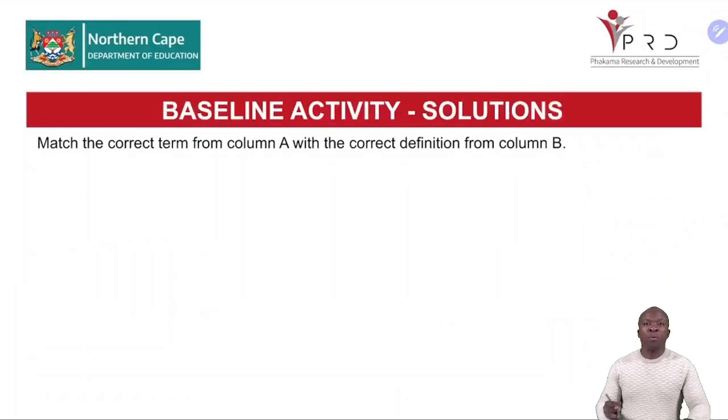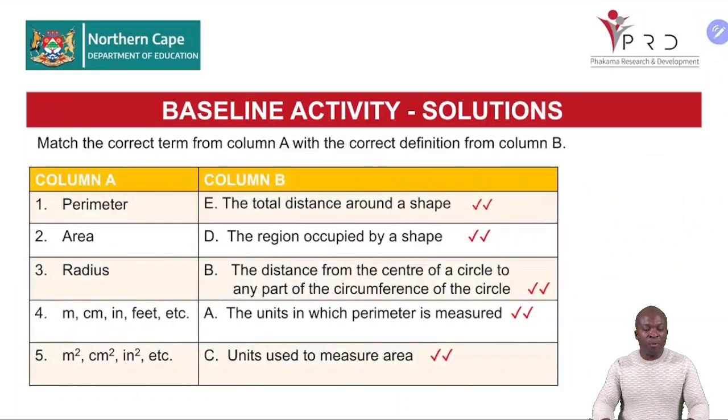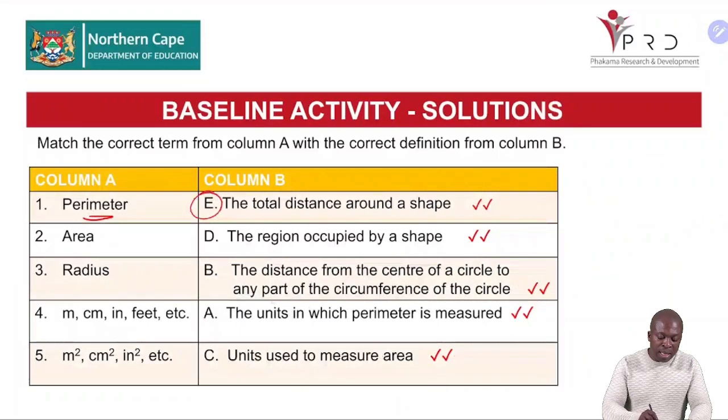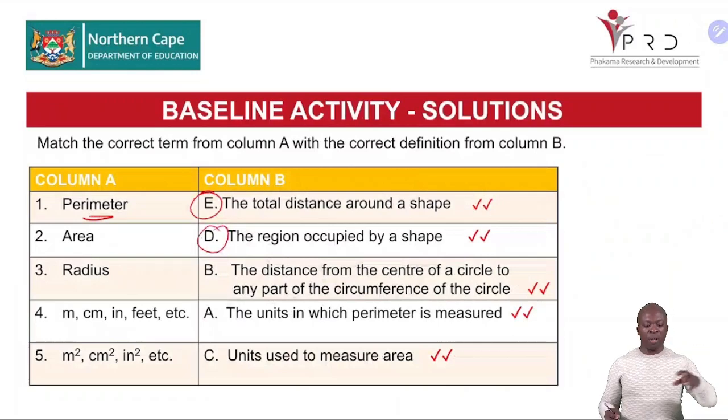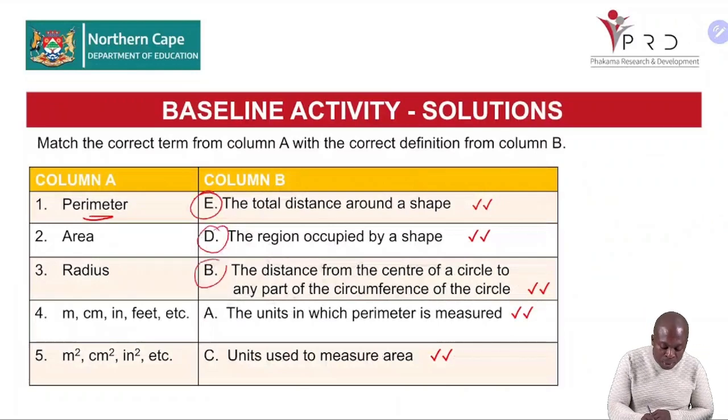Alright, so let's come back and check. This is how I wanted you to do it. If we talk of perimeter, you know we are talking about what? The total distance around a shape. That's what you call perimeter. Area, the letter you could have written is E. Area is the region occupied by a shape, that is D. Radius, we are talking of the distance from the center of a circle to any part of the circumference of that circle, that is B.